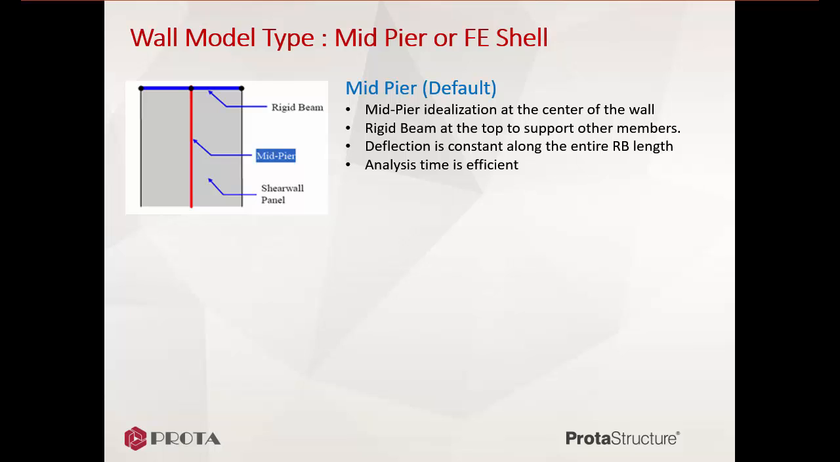Analysis time is fast and efficient as there are only 2 elements per wall. It is suitable for normal walls that start from the foundation to superstructure. We recommend you always use this option unless there is a special reason otherwise.